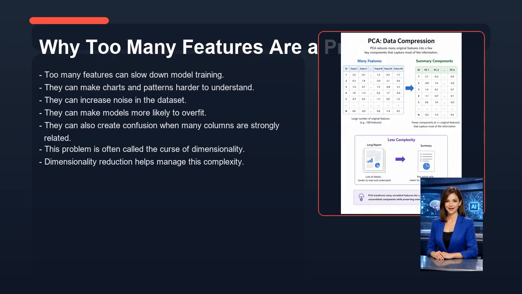Now let's look at why too many features are a problem. Too many features can slow down model training. They can make charts and patterns harder to understand. They can increase noise in the dataset. They can make models more likely to overfit. They can also create confusion when many columns are strongly related. This problem is often called the curse of dimensionality. Dimensionality reduction helps manage this complexity.